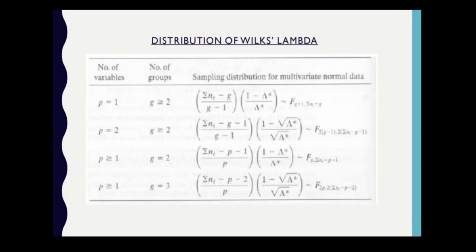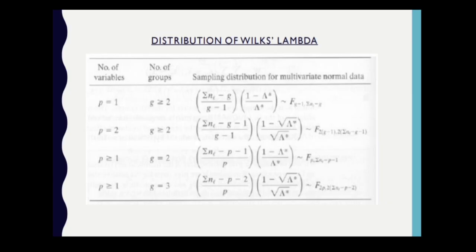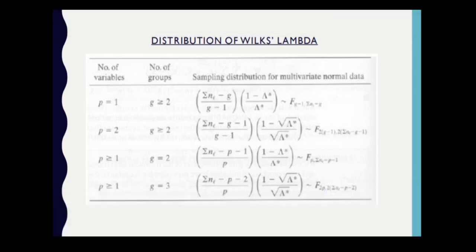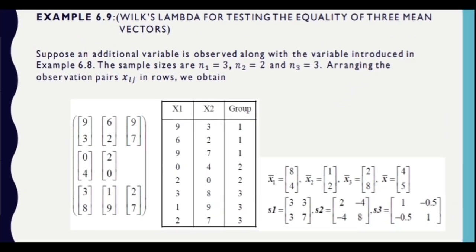So, we will reject H0 if this statistic is more than the value of the F distribution with the degrees of freedom here. Okay. So we reject H0 when this statistic is more than this value. It depends on how many variables are involved and how many groups or populations are involved. Okay, let's see example 6.9 from your textbook, page 304.